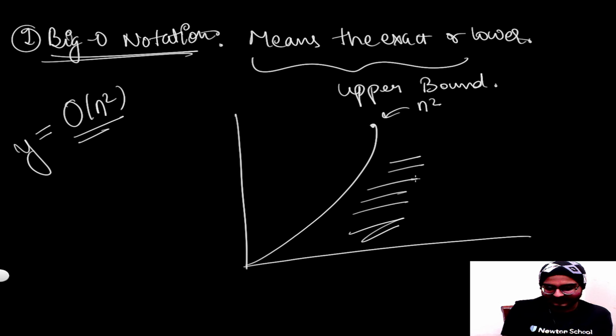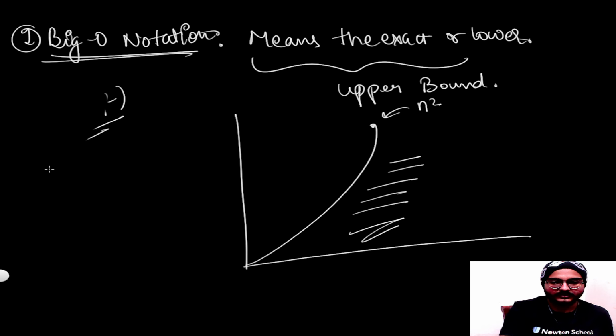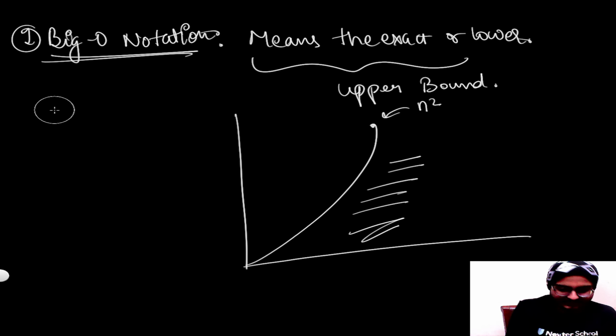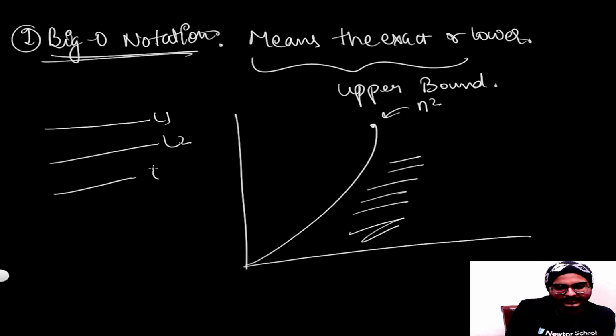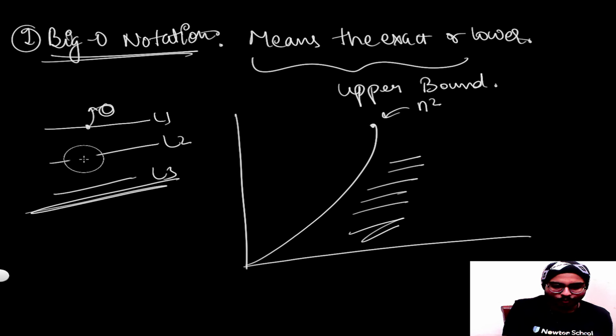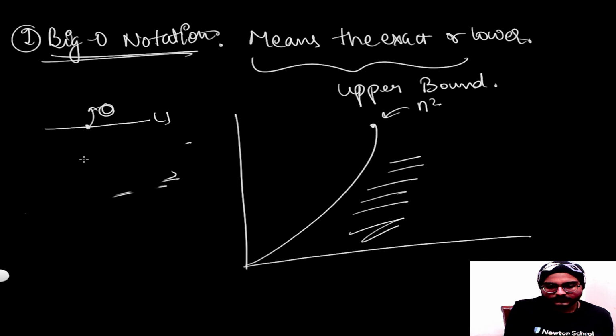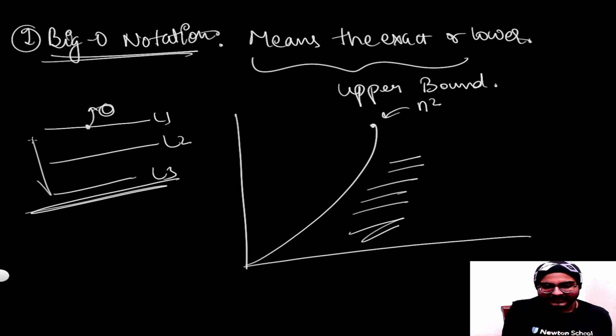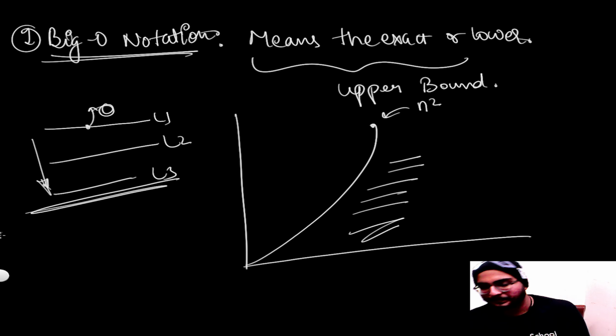If I draw something like this, there is layer 1, this is layer 2, this is layer 3, and this is my ground level. So level 1 is my big O of 1. So it ensures that either there will be no levels below that, or this will be my time complexity, or there will be the lower time complexities.